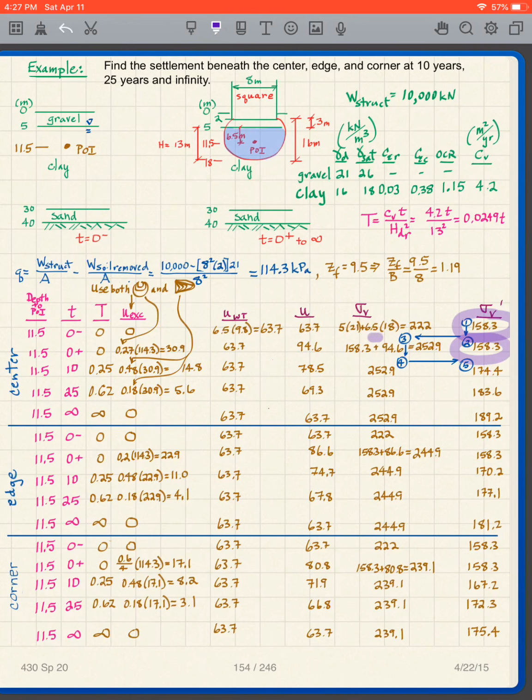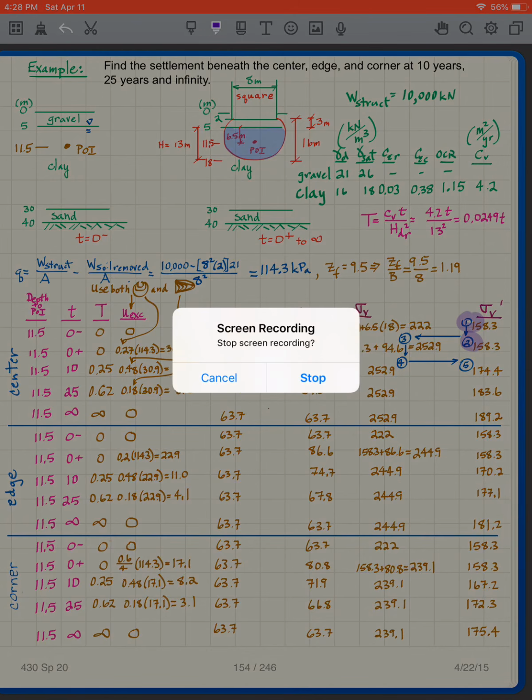I get my sigma V at this location by adding the sigma V prime and the U. So I add the sigma V prime and U, I get that. So like I say, you're following step 2, step 3, step 4, step 5. So it's easiest to go in that order.